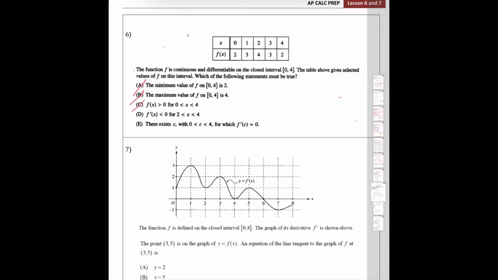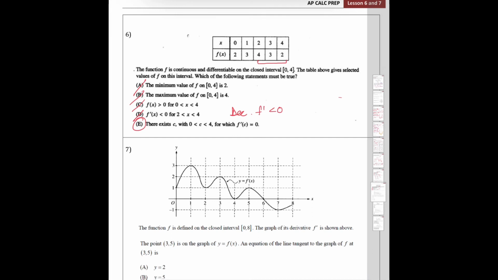Choice D is saying that the first derivative is less than 0 between 2 and 4. Less than 0 means my function is what? Decreasing. So if you look at between 2 and 4, my y values are going down. They are decreasing, right? But we don't know for sure. Maybe they're decreasing and then they're increasing, right? So it can't be choice D. So that leaves us with just one choice.